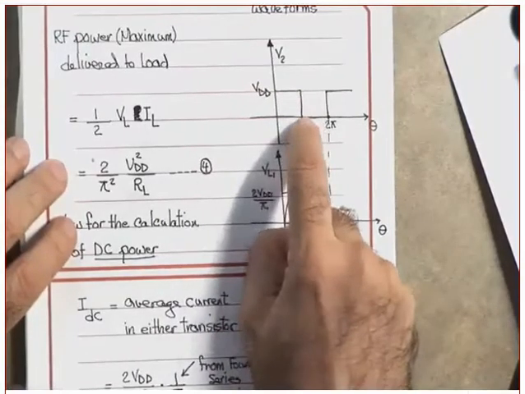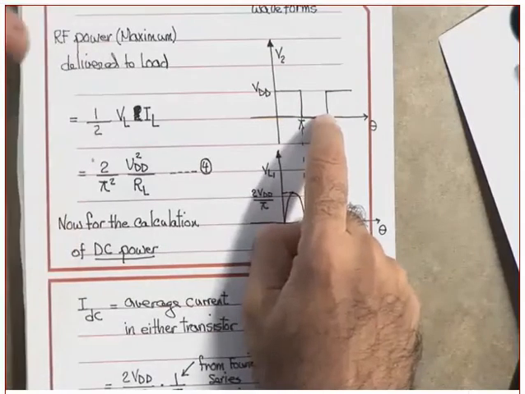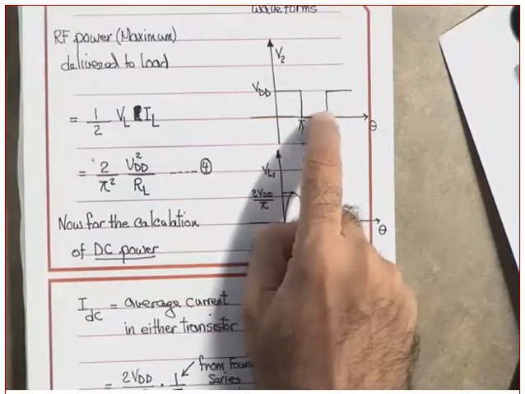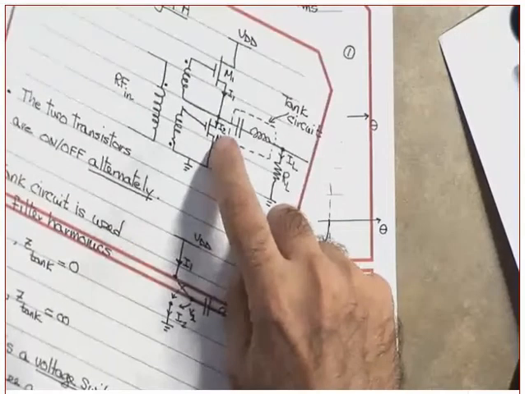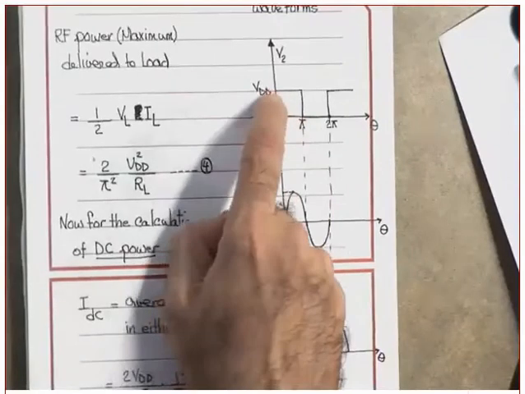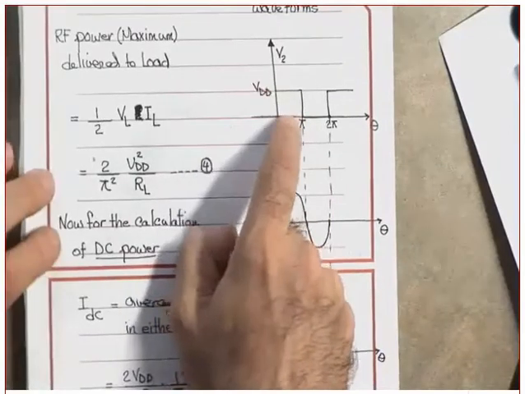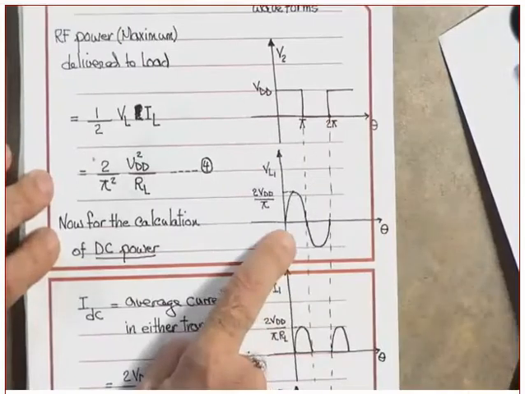It's either what? On when the switch, when the transistor, the lower transistor is on, the voltage is what? Zero. Why? Because I'm assuming that the resistor here is so small. When it is off, the voltage is what? VDD. So I have this. Did you understand this? Explain this one to me.